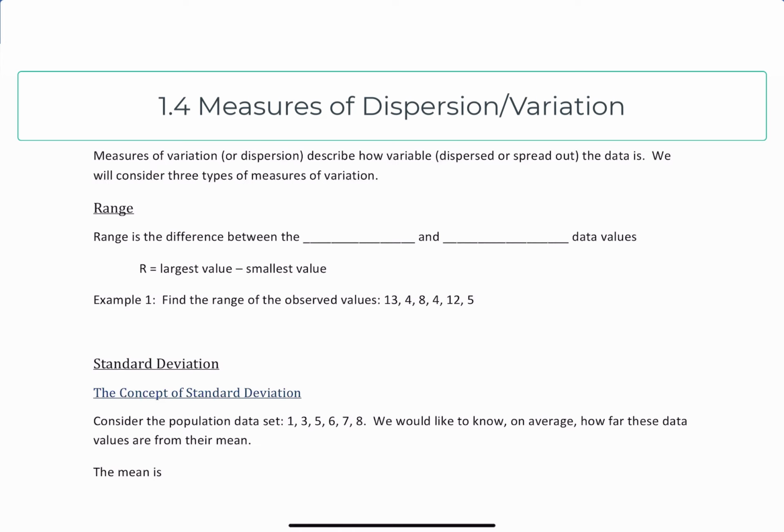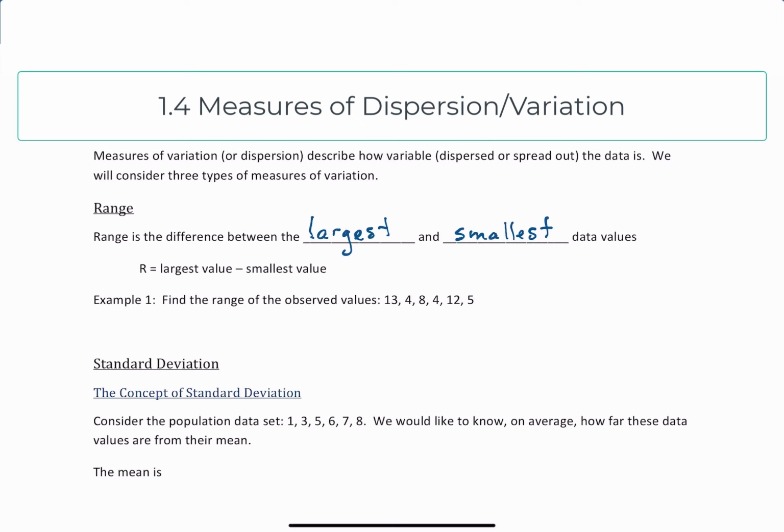We will consider three types of measures of variation. First is the range. Range is the difference between the largest and smallest data values. So you compute it by going largest value minus smallest value.